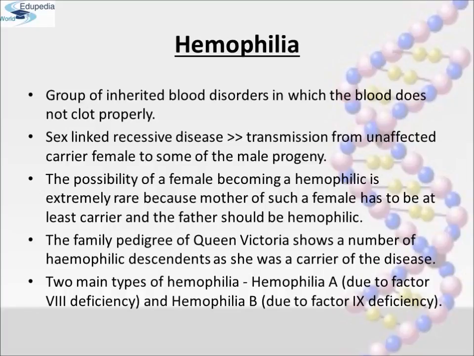The family pedigree of Queen Victoria shows a number of hemophilic descendants as she was a carrier of the disease. There are two main types of hemophilia. Hemophilia A occurs due to factor 8 deficiency and hemophilia B due to factor 9 deficiency.